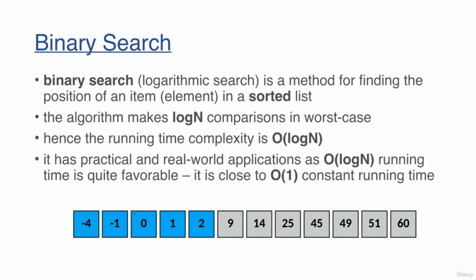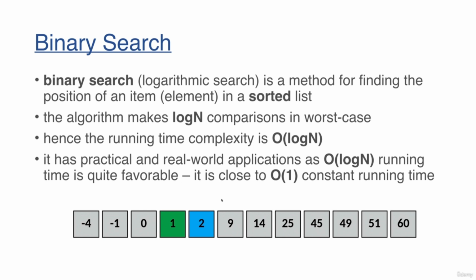Then again, what do we have to do? We have to choose the middle item. 0 is smaller than 1, so in this case we can discard the left half of the array. And we have just two items, so again we pick the middle one, and this is the item we are looking for. So we have to make 3 iterations in order to find number 1 with the help of binary search.